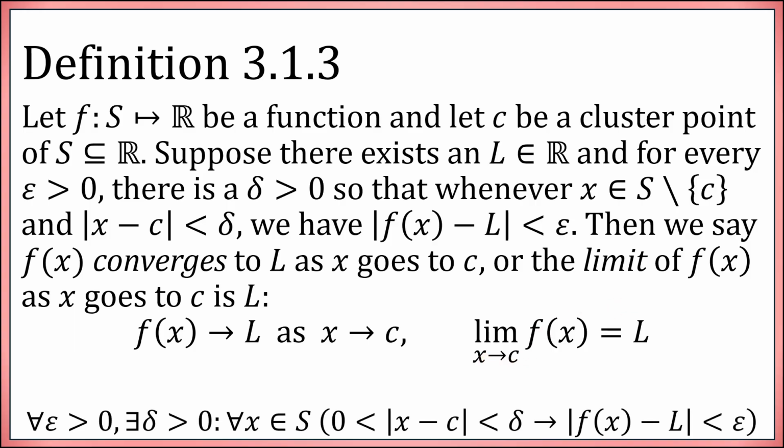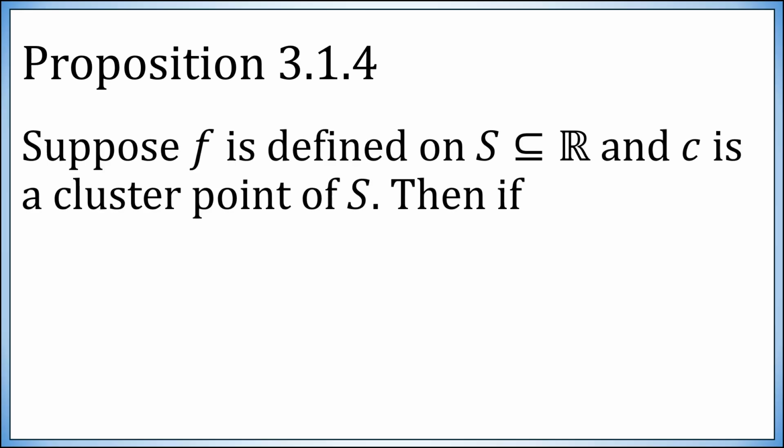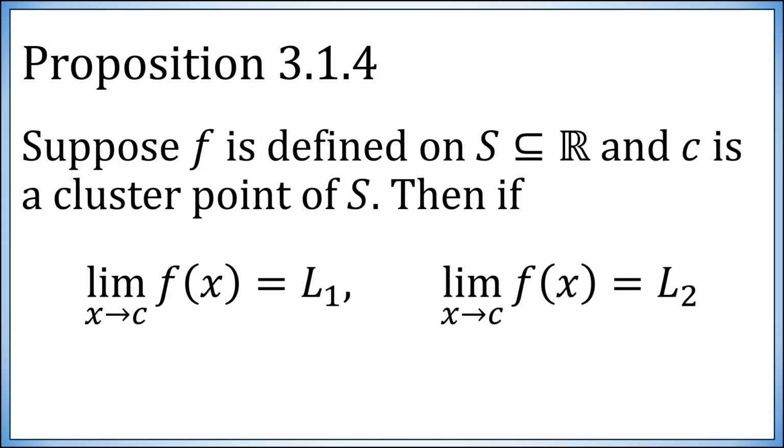Here it is in terms of its formal symbolic operators. For any positive epsilon, there is a positive delta, such that for any element x of S, if x is within delta of c but not equal to it, then f of x is within epsilon of L. So let's start working with this new definition. Suppose f is defined on a set and c is a cluster point, then if the limit as x approaches c of f of x equals L1, and the limit as x approaches c of f of x equals L2, then L1 equals L2.